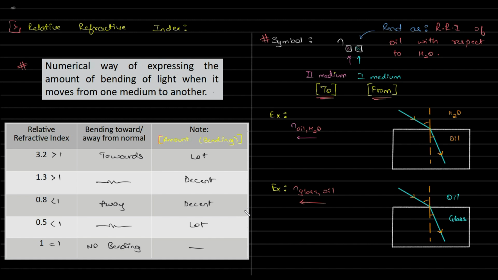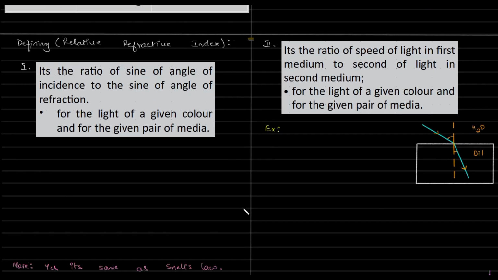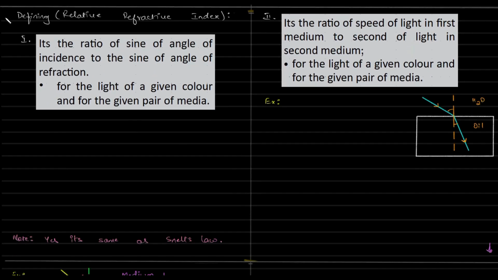Now, to define relative refractive index, we have two ways. One in terms of angles, another in terms of speed. The first one is something which you have already seen. So relative refractive index is the ratio of, okay, so you have two subscripts.